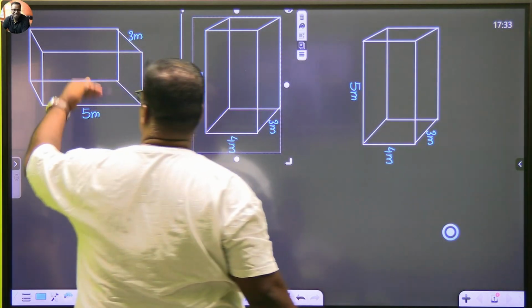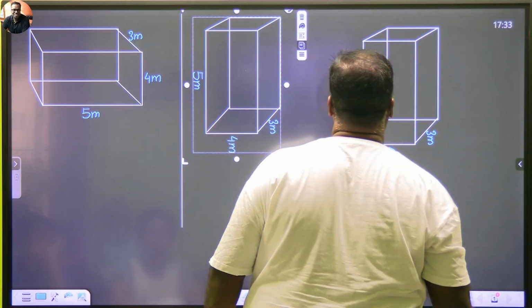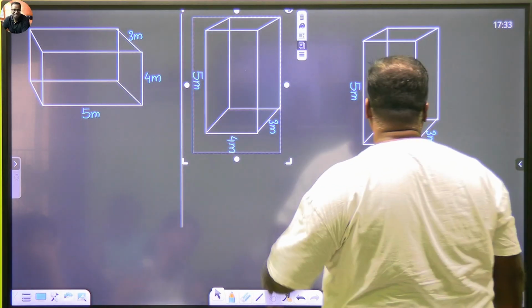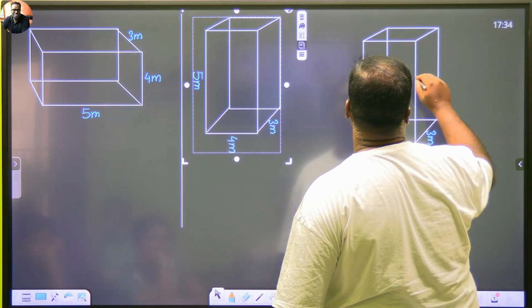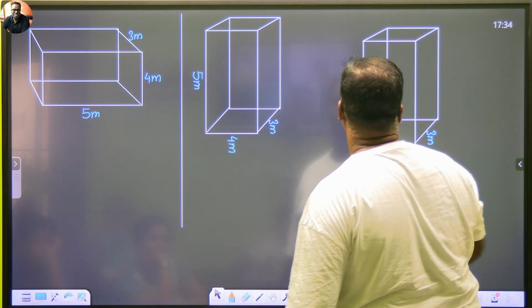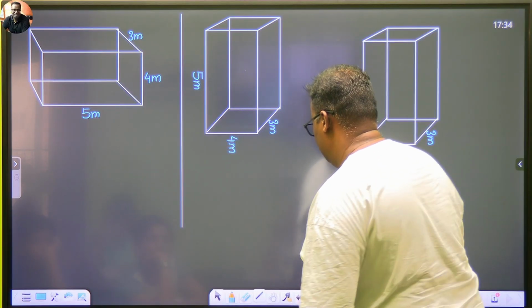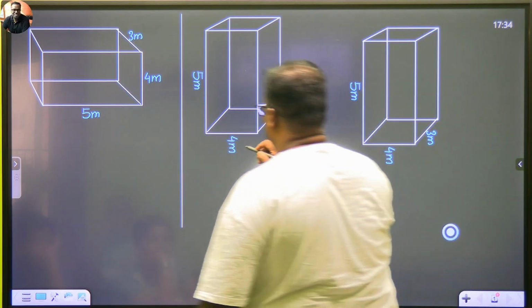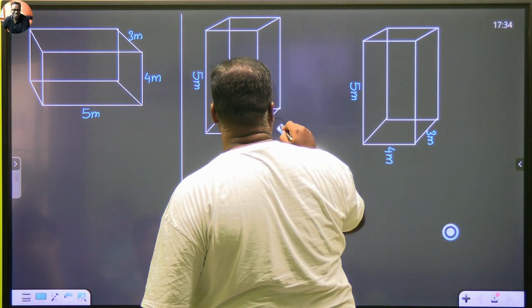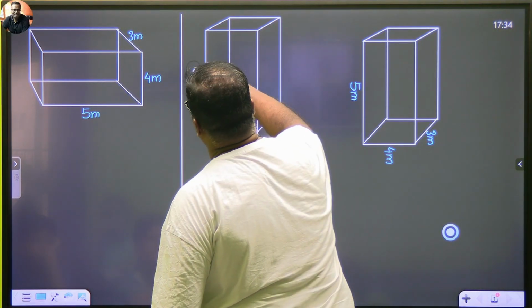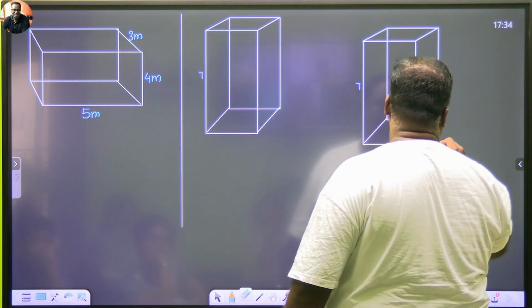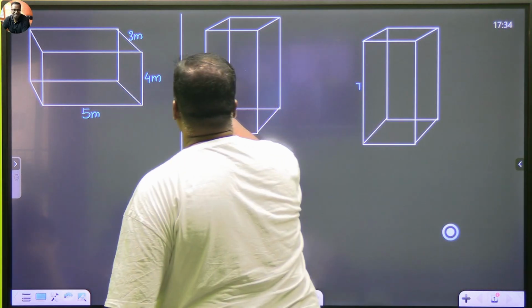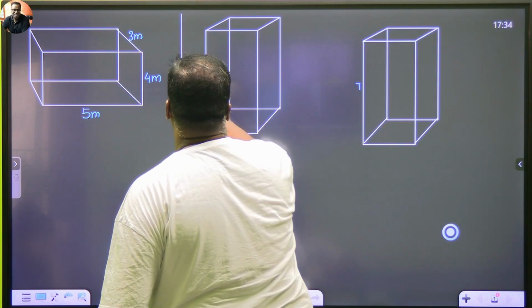So first we kept it on the base on the 5 meter. Then on the next one, we are keeping it on the 4 meter. And on the third example, let's say we are keeping it on the 3 meter. So we'll just change our dimensions so that they appear straight to you and you don't get confused. Hope you are able to understand what I'm trying to do here.